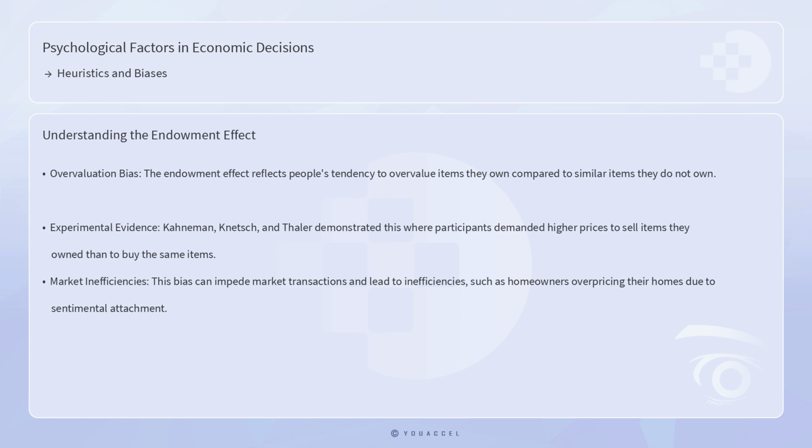The endowment effect, a bias closely related to the status quo bias, reflects people's tendency to overvalue items they own compared to similar items they do not own. Kahneman, Knetsch, and Thaler demonstrated this through experiments where participants demanded higher prices to sell items they owned than they were willing to pay to acquire the same items. This bias can impede market transactions and lead to inefficiencies, such as homeowners overpricing their homes due to sentimental attachment.